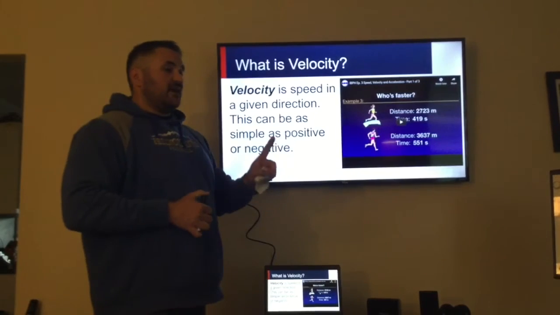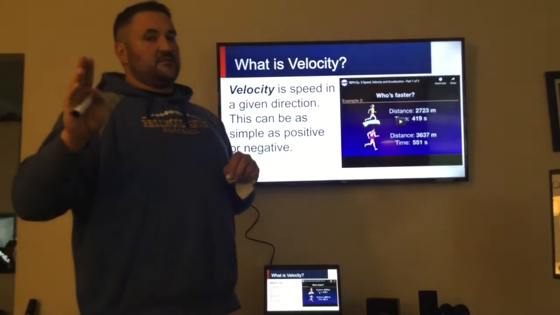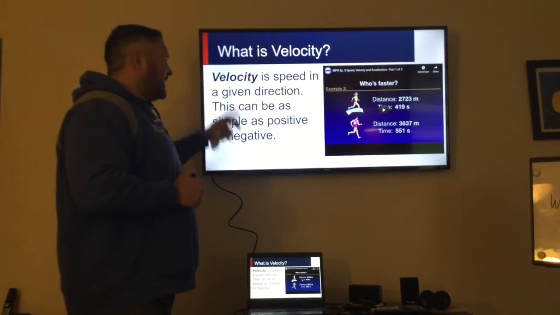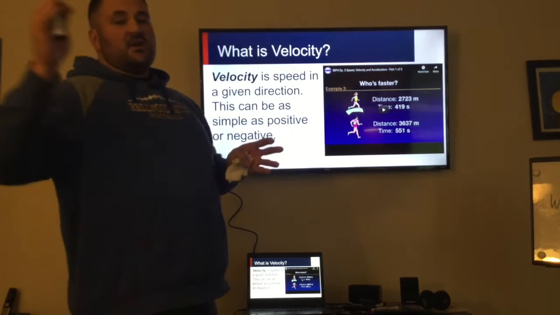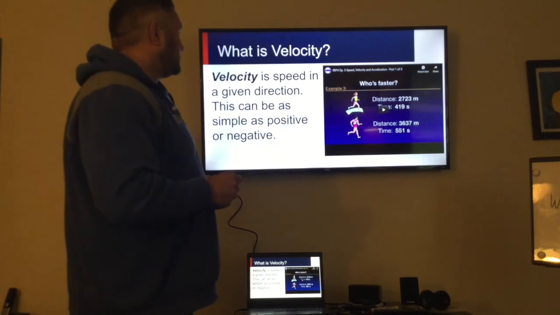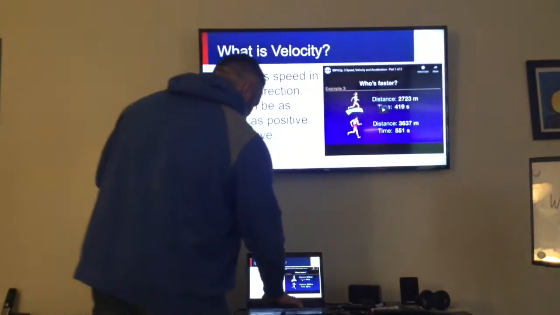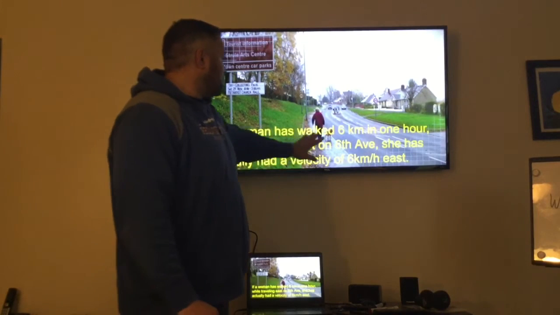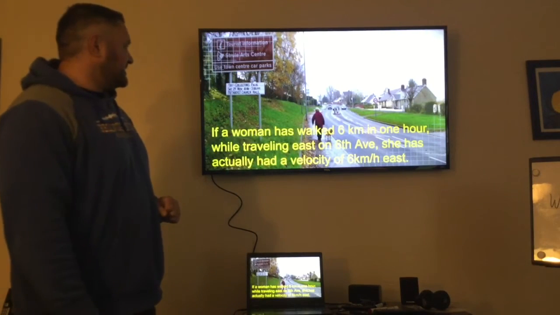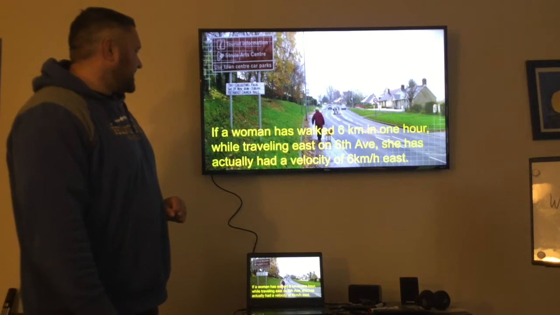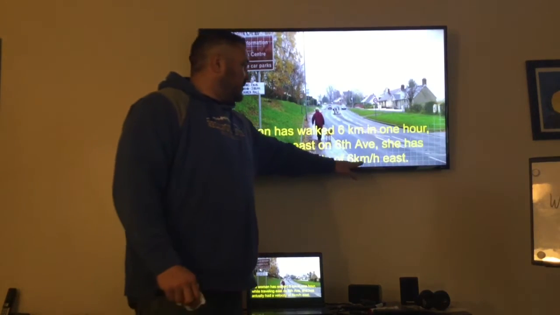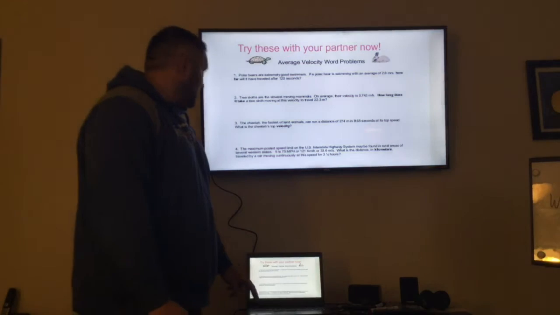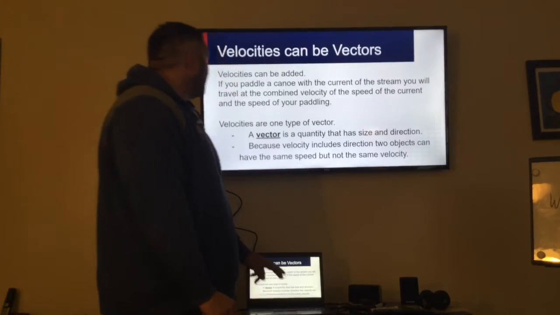Velocity is what we call a vector. This is not the same as the vector that's in Despicable Me, although that's where he gets his name. This can be as simple as being positive or negative, in a positive direction or negative. It can be north and south. There are several different ways of adding direction to make it a vector. If a woman has walked 6 kilometers in 1 hour while traveling east on 6th Avenue, she has a velocity of 6 kilometers per hour east. You've got to have the direction to make it a vector. We'll talk about those when we get together online.